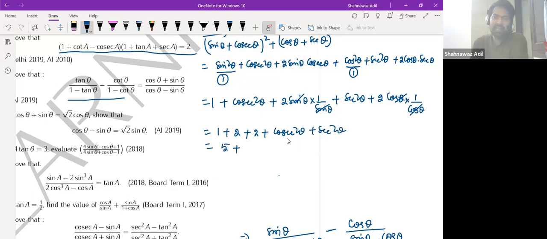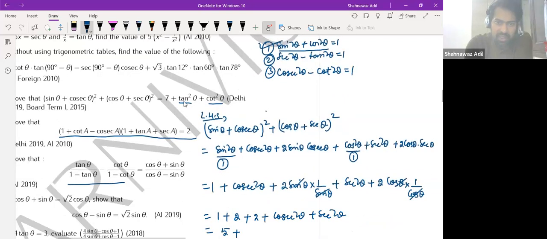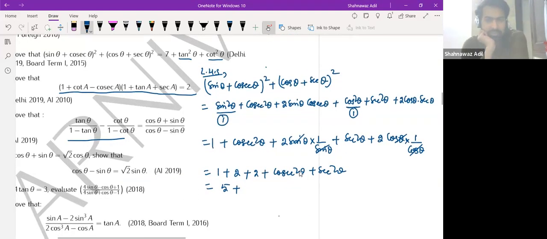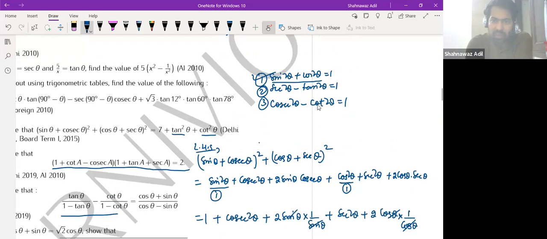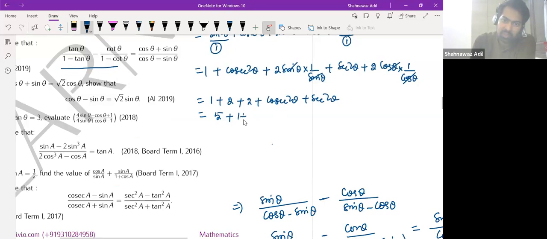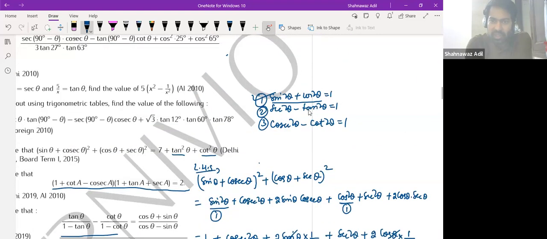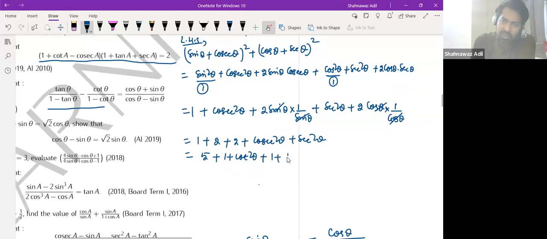You can see that the RHS is in terms of tan square theta and cot square theta. So from cosec square theta, we can get cot square theta. Just look at this relation: cosec square theta is 1 plus cot square theta. Similarly, sec square theta is 1 plus tan square theta. So 5 plus 1 plus 1, that is 7 plus tan square theta plus cot square theta. That was the RHS, right?